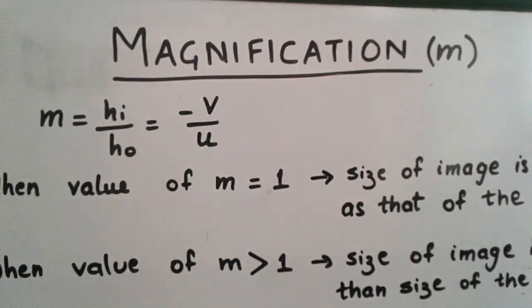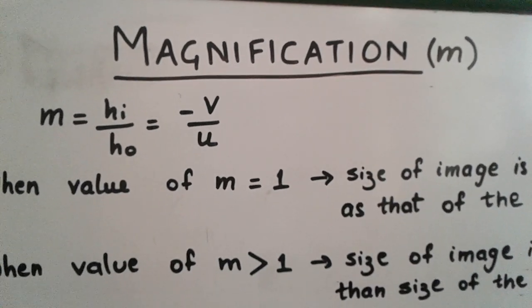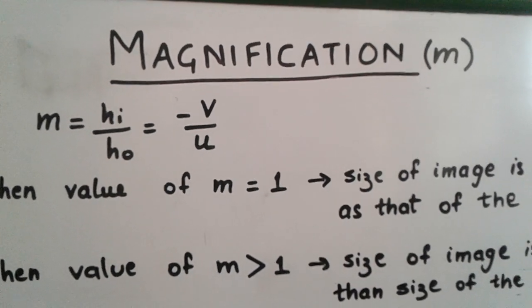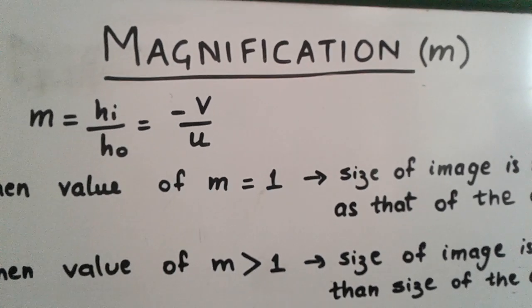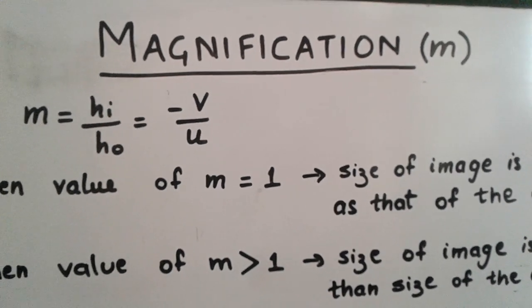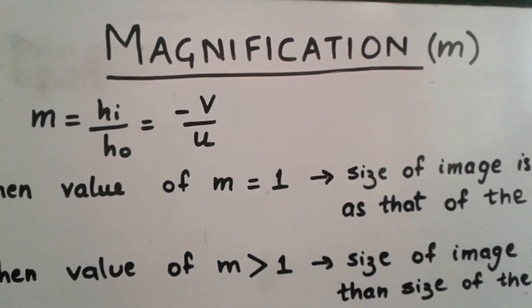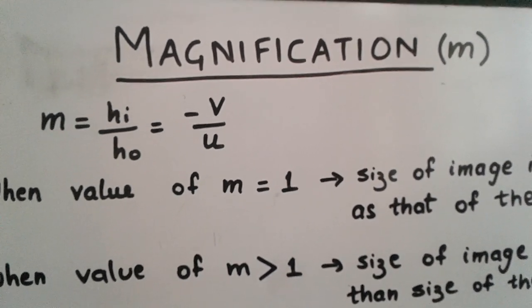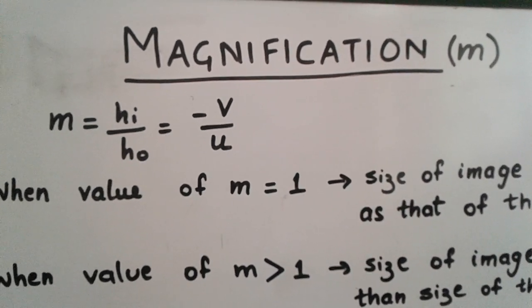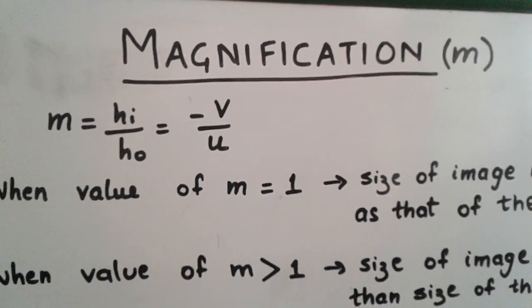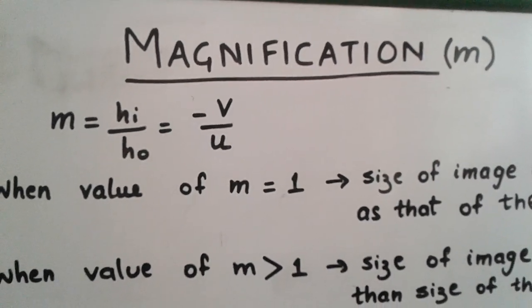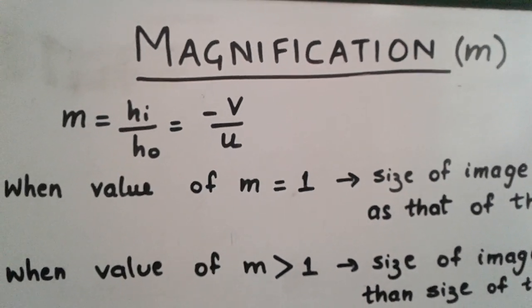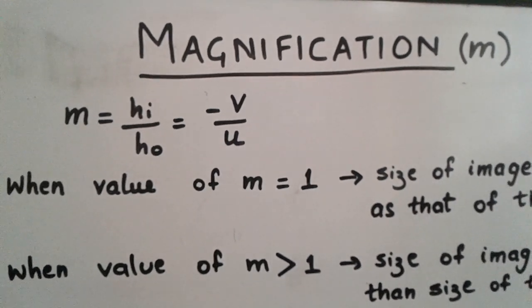Hello students, in this video we are going to study what can be the value of magnification and, based upon that, what can be the size of the image. Magnification, as we have already learned in the last video, is Hi upon Ho, or it is equal to minus V by U. The minus sign is already included in the formula, and therefore it will be used in the formula as it is.